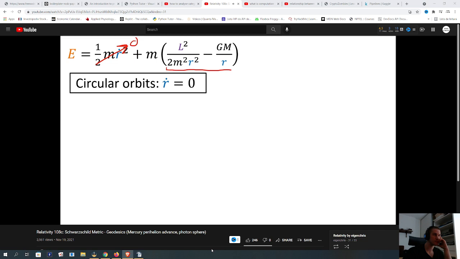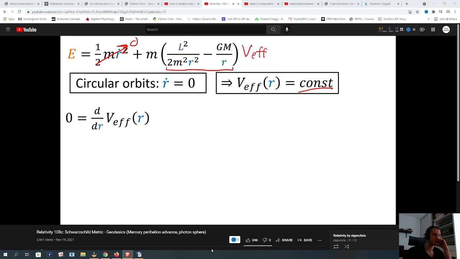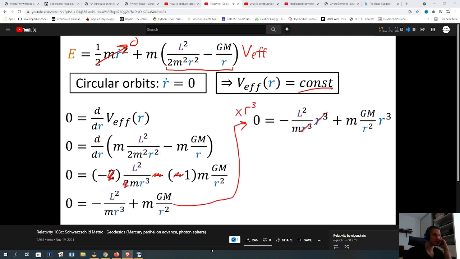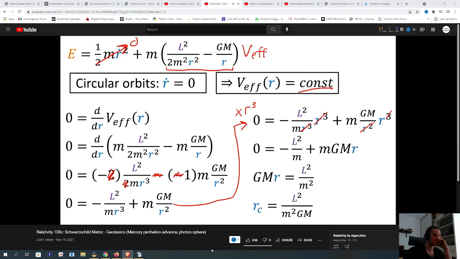This means that the constant total energy equals the effective potential energy, so V effective is constant, meaning its derivative is 0. If we take this derivative using the power rule, cancel minus signs, multiply by r cubed, and cancel, we can solve for the radius of circular orbits in Newtonian gravity: L squared over m squared G big M.